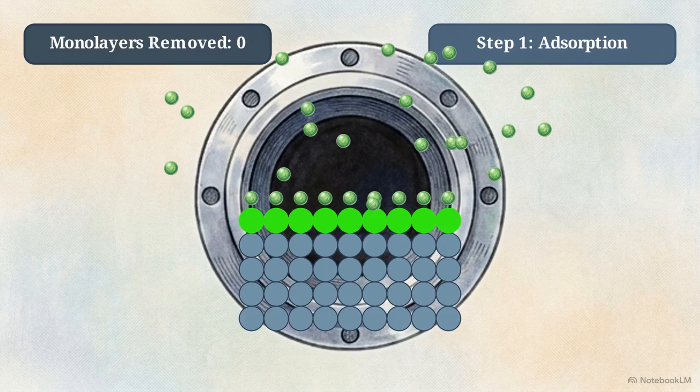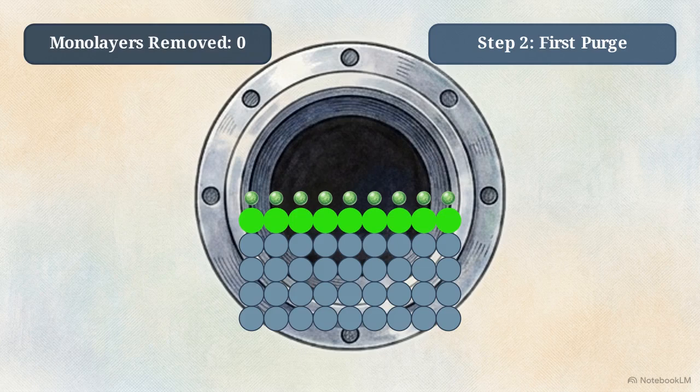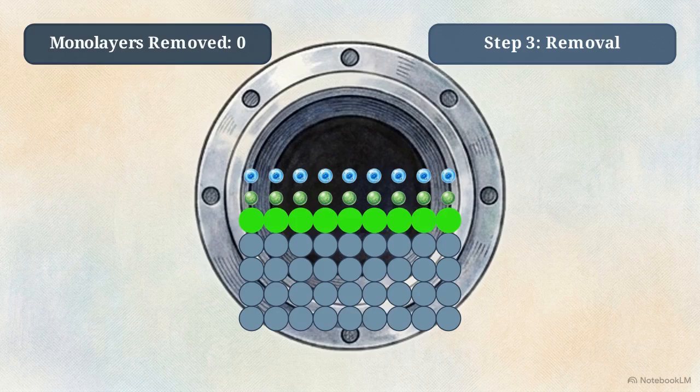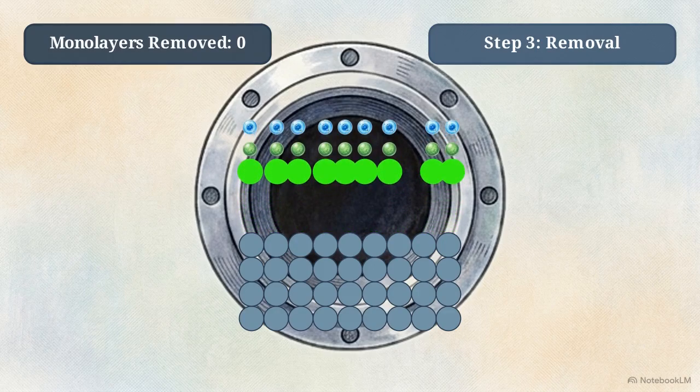The vacuum strictly evacuates all remaining unreacted gas. This prevents uncontrollable continuous chemical reactions. Step 3 is removal. A plasma is ignited, directing low-energy inert ions at the surface. These ions possess exactly enough kinetic energy to strip away the weakened monolayer, but not enough to damage the pristine lattice beneath it. Step 4 is the second purge.